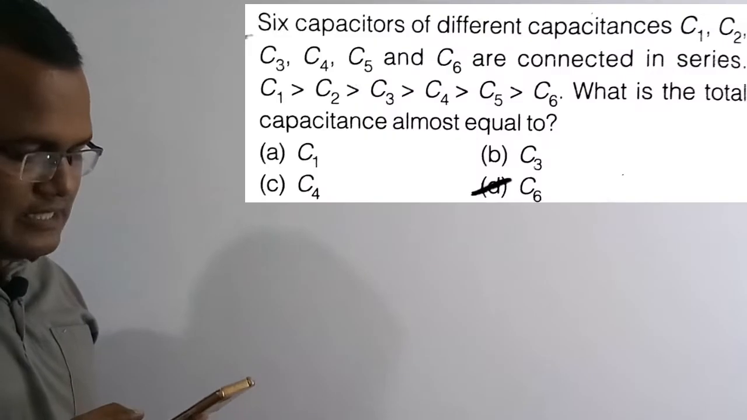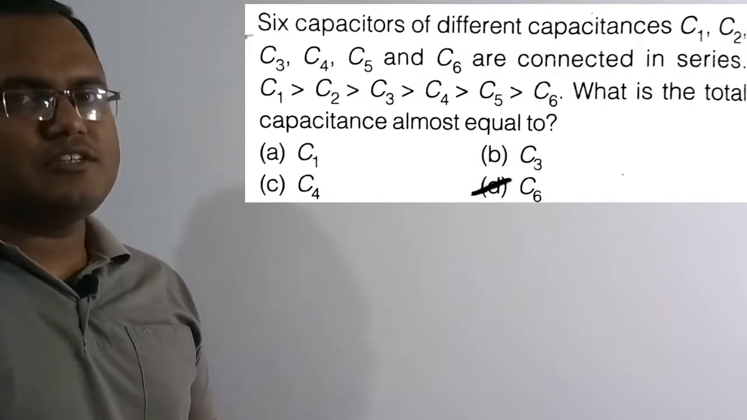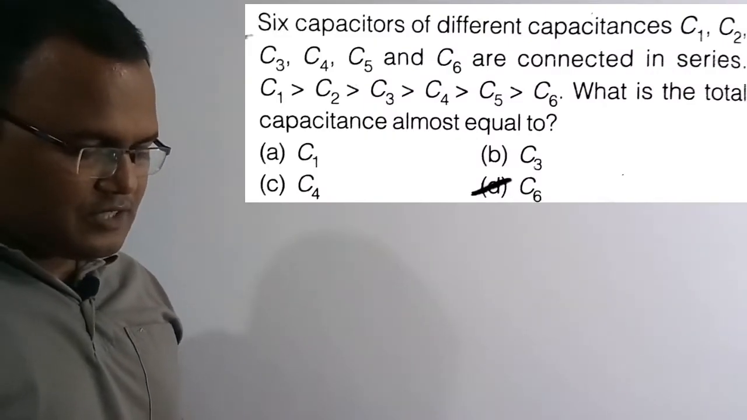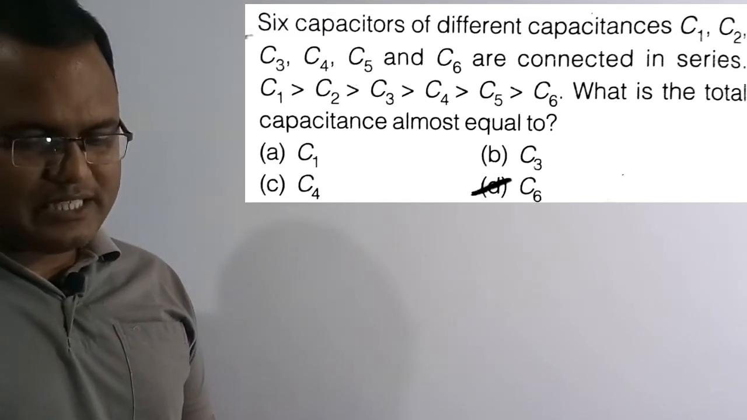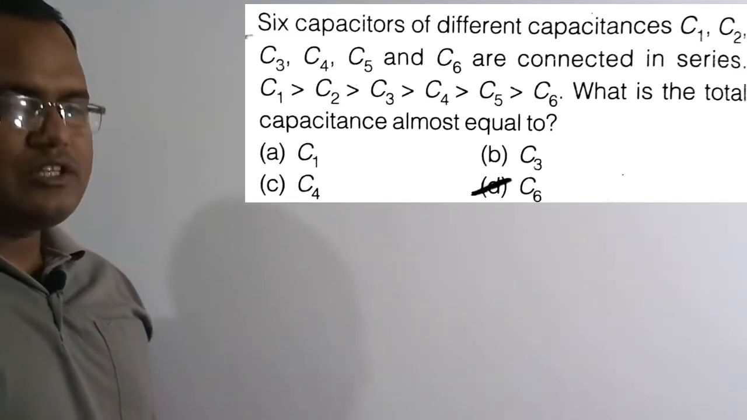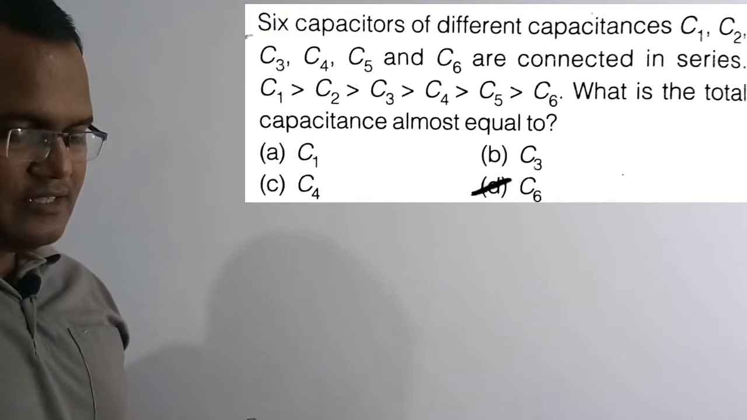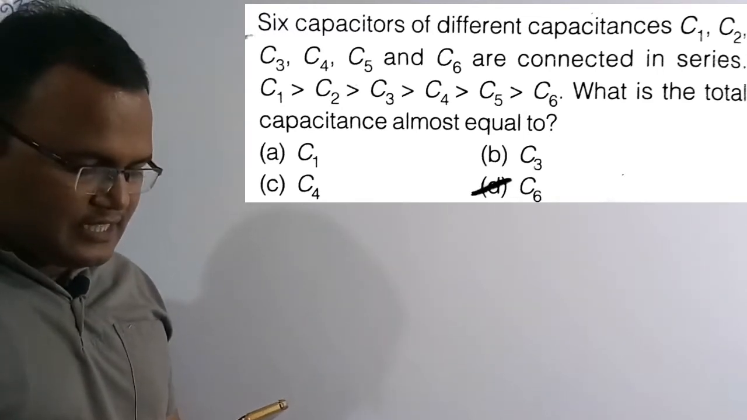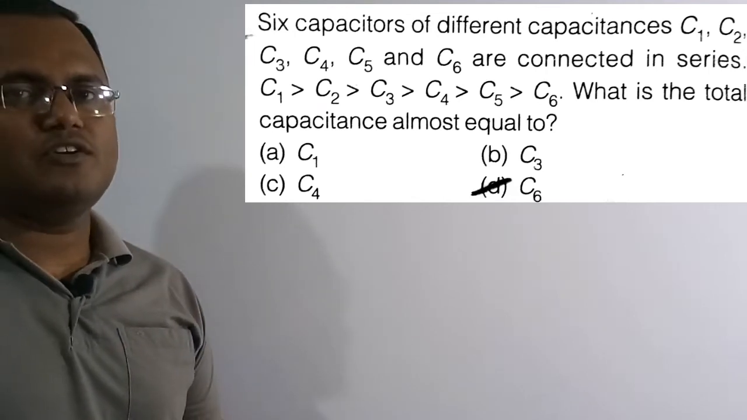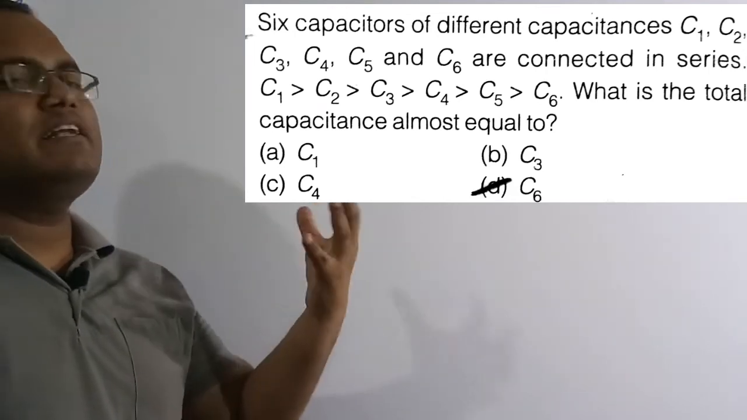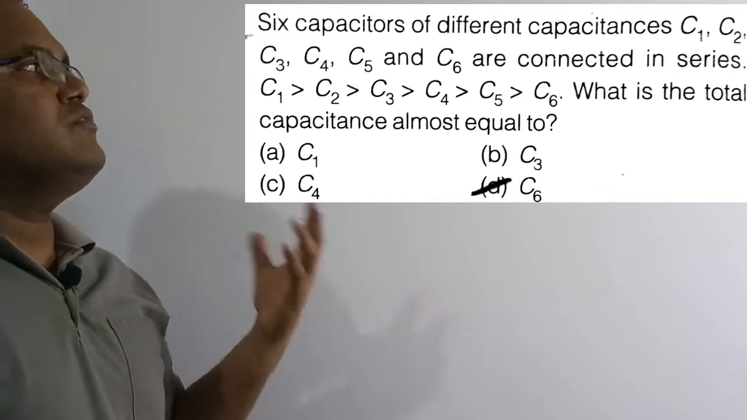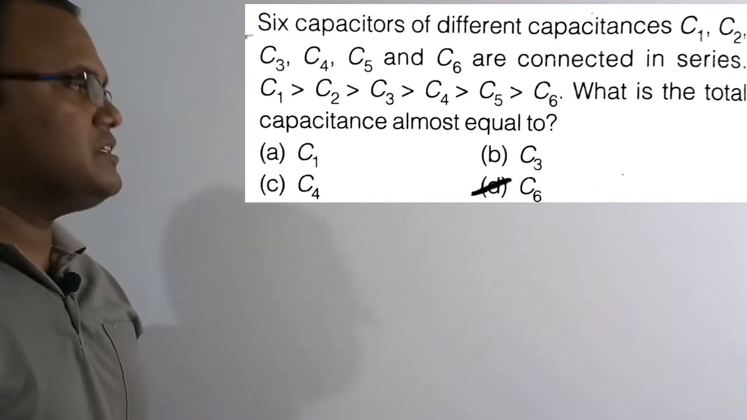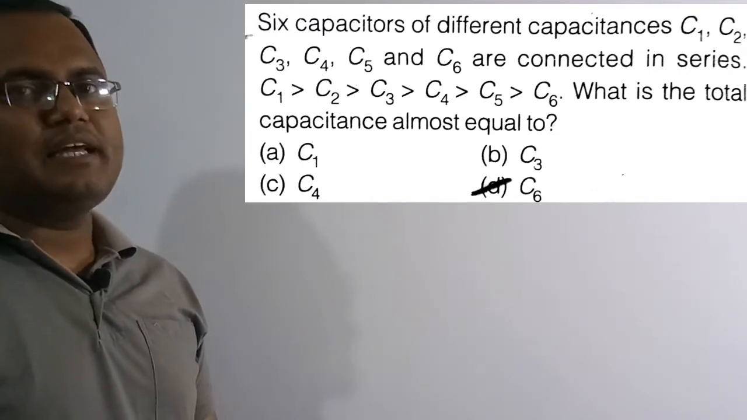Now we are going to solve the 23rd question. See the question here. Six capacitors of different capacitance C1, C2, C3, C4, C5 and C6 are connected in series manner, and also it is given C1 is greater than C2 is greater than C3 is greater than C4 is greater than C5 is greater than C6. Then what is the total capacitance? What is the net equivalent capacitance? It is nearly equal to which one? Out of these four options, option D is the correct solution of this question, which is capacitor 6.